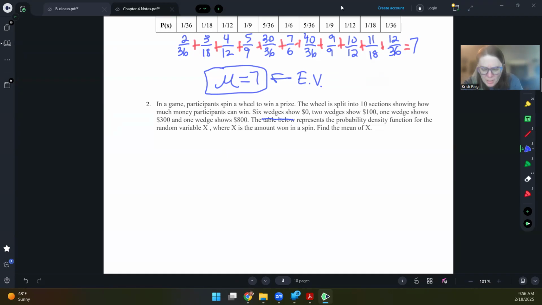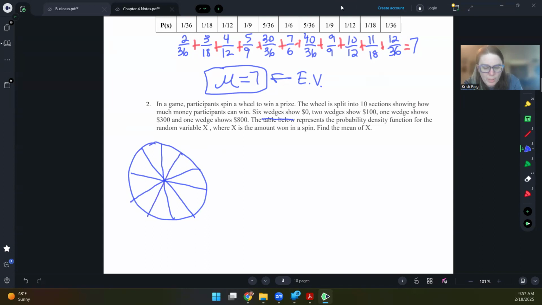So here's what we have. The wheel is split into 10 sections. Okay, so let's draw 10 sections. Cut it in half. Just make your pizza. Is that good? 1, 2, 3, 4, 5, 6, 7, 8, 9, 10. Okay, that works. And you can put your wedges wherever you want. We're not actually making a game. So if you want to put all your zeros together, that's fine. We can mix it up though.